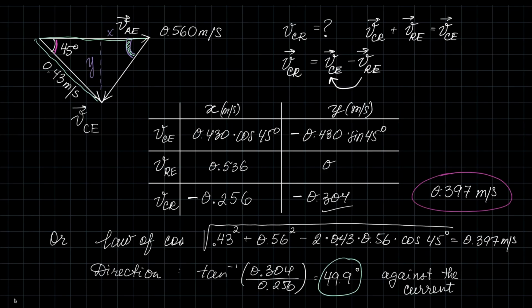If you do that, that's going to be the 49.9 against the current, and because they give us 3 sig figs, it's 49.9. That's the canoe and the river.